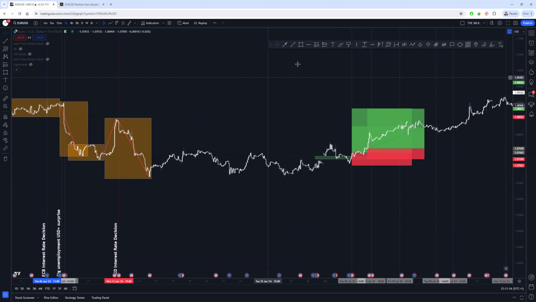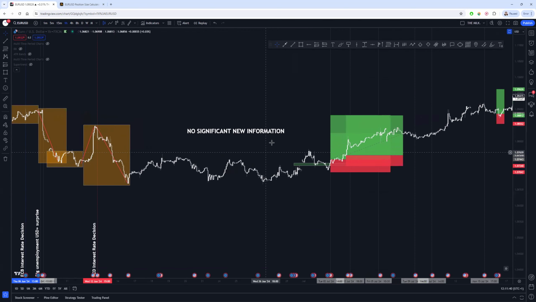What does that mean? It means during this period, what did we see? No significant new information. Now, this is only with economic information. I mean, economic calendar. If you were to watch the news, you could have found something during this period that you wouldn't have caught in the economic calendar. That's possible. Again, this is for those of you who don't want to be watching the news all the time, which I get. No significant new information.